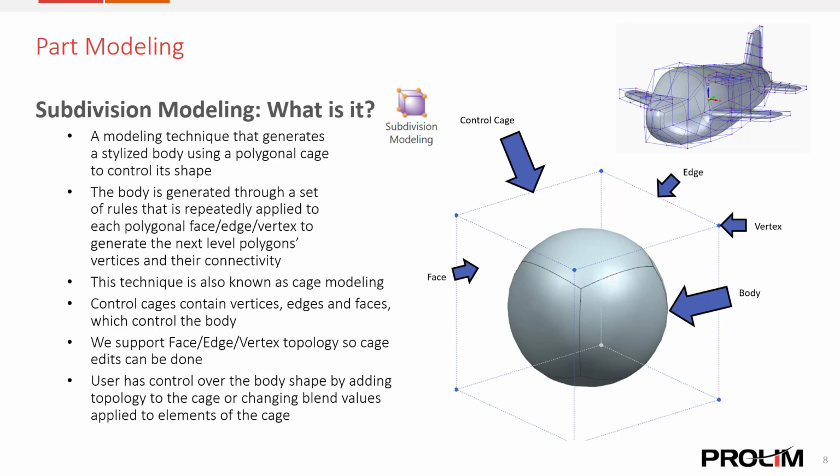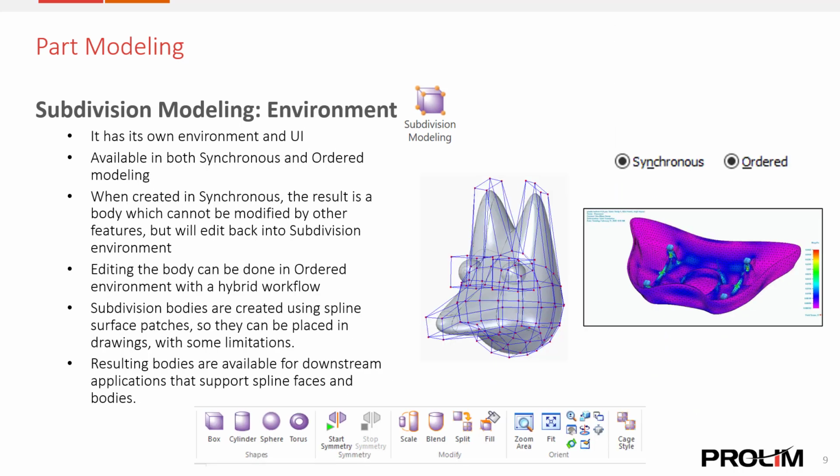So the next thing we're going to look at is the environment. It has its own environment and UI. It's available in both synchronous and ordered modeling. We're going to see the difference in the synchronous or ordered environments.